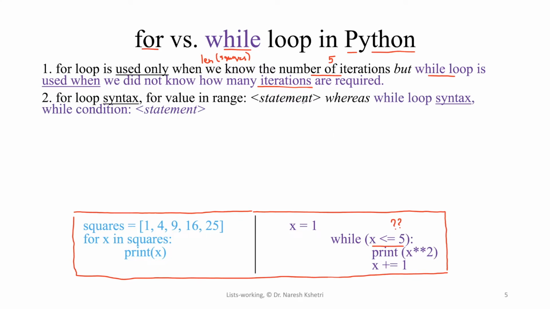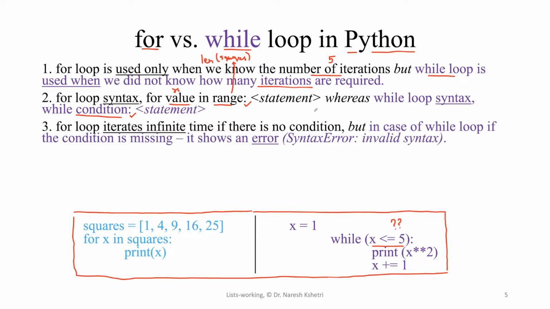The syntax is very simple. For value, where value means whatever we want to print, for x in range, so for that range we have given the list of squares, and then the statement is that we are trying to print that value. Whereas the while loop syntax is a little different, that comes with the while and the condition. And always remember, you have the colon on both loops, and then we go through the statement.